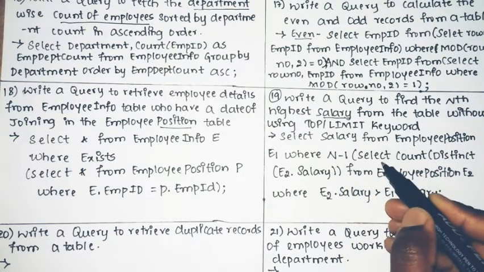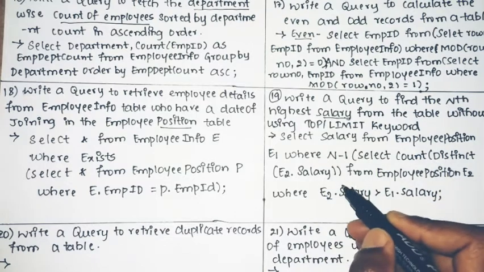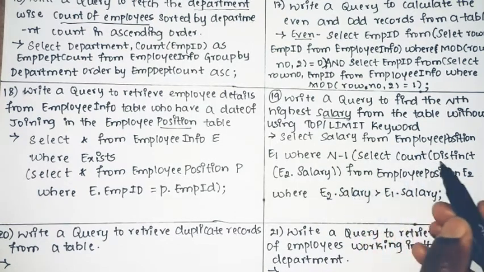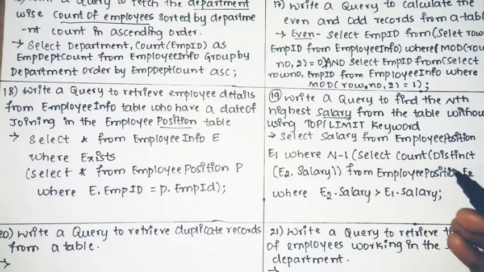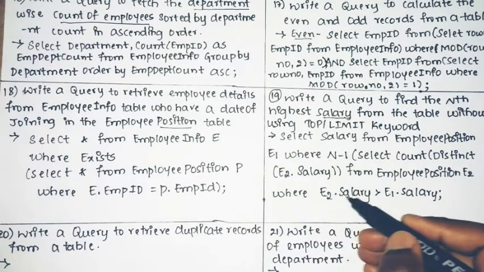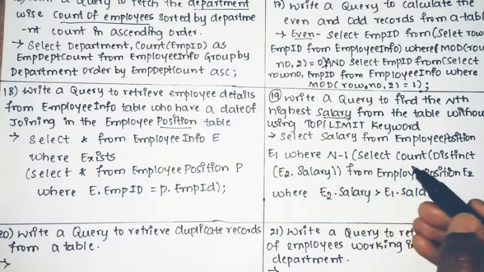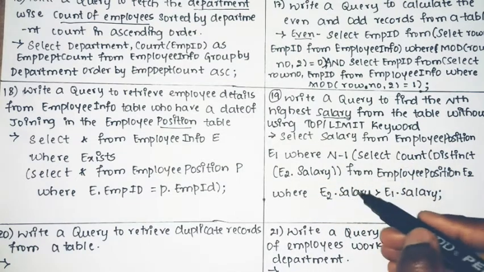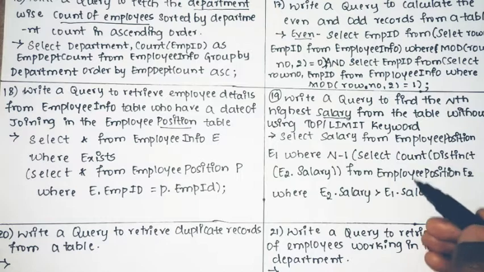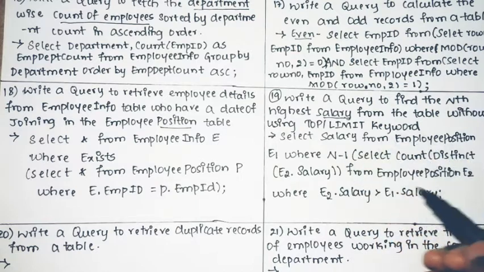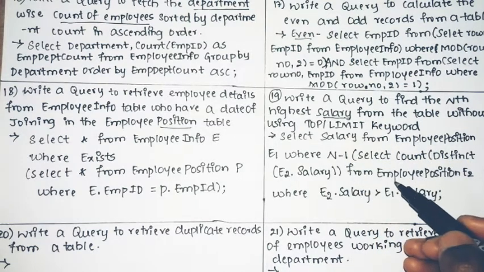and then after that, you need to select the distinct E2 dot salary. Distinct E2 dot salary is the different, unique salary from the E2 position. If the count of the distinct, that is unique, E2 dot salary is greater than the E1 dot salary, then it will display the nth highest salary from the table.